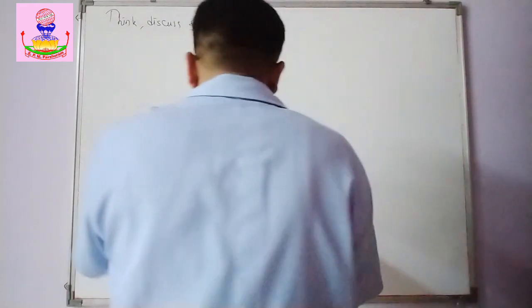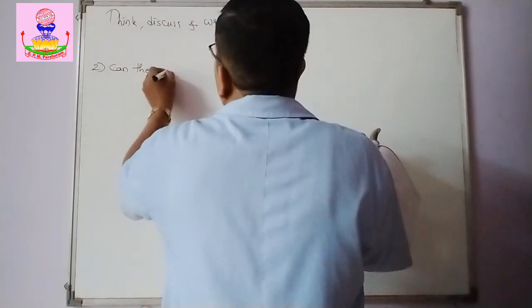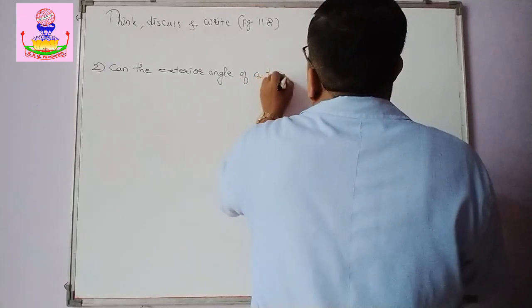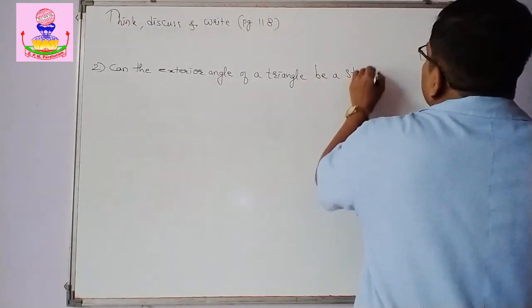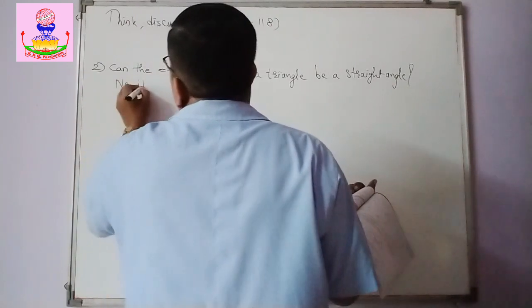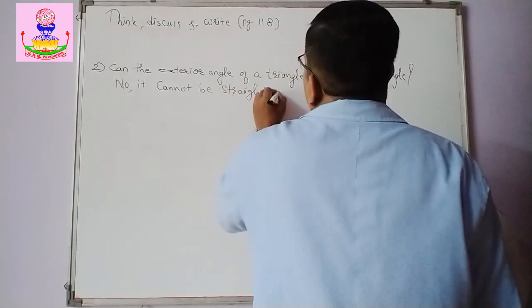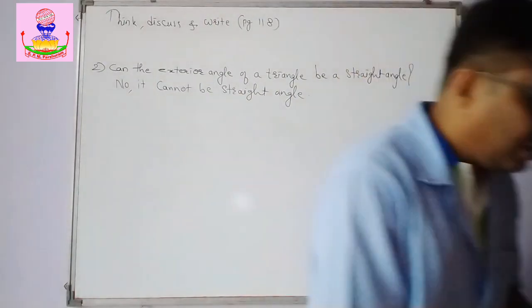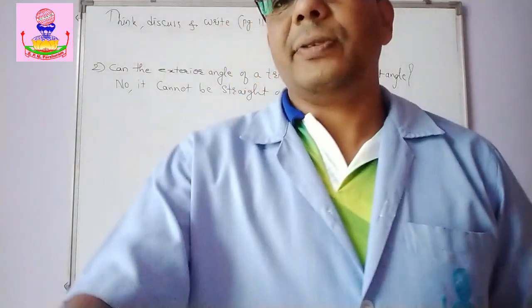So the second question: can the exterior angle of a triangle be a straight angle? The answer is no, it cannot be a straight angle, because the measure of a straight angle is 180 degrees, and so the measure of an exterior angle cannot be 180 degrees. Right? Now next we are going for try these.